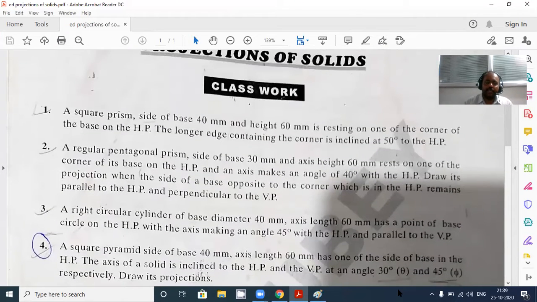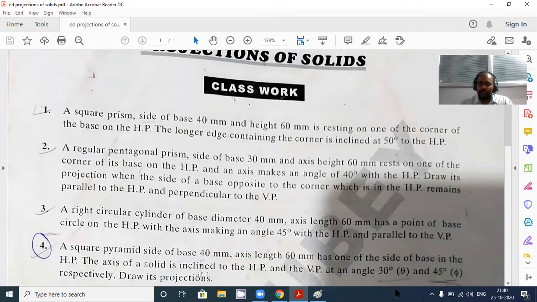The first problem is a square prism. Side of the base is 40 mm. This is the side of base, which is 40 mm. Height of the prism is 60 mm, resting on one of the corners of the base on the HP. This is the corner. So it is resting on the corner on the HP. The longer edge containing that corner is inclined at 50 degrees to HP.